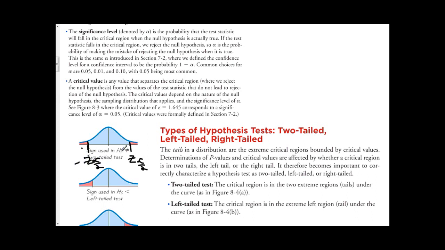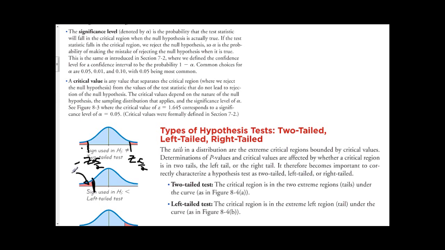And once again, this one separates the extremely high values from the normal values. This one separates the extremely low values from the normal values. And because there's only one thing over here, only one critical region, we call that one tail. This is a one-tail test because there's only one critical region. So alpha is all over here. This is all of alpha over here.